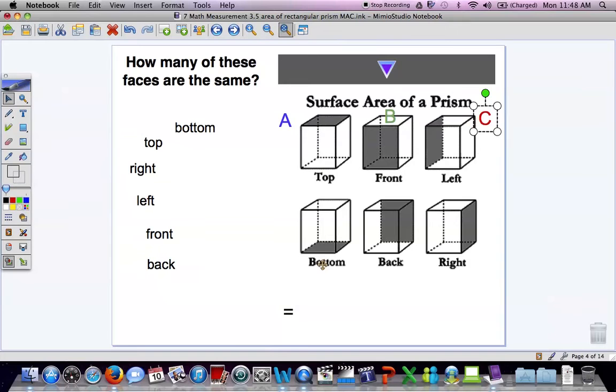The A, the top, and the bottom are the same dimensions. So if you calculate the area of 1 and then double it, you've actually got the top and the bottom together. The same goes for the front and the back. The front dimensions are the same as the back dimensions. So if you calculate the area of the front and double it, you get the front and the back. Same thing with the left and right.